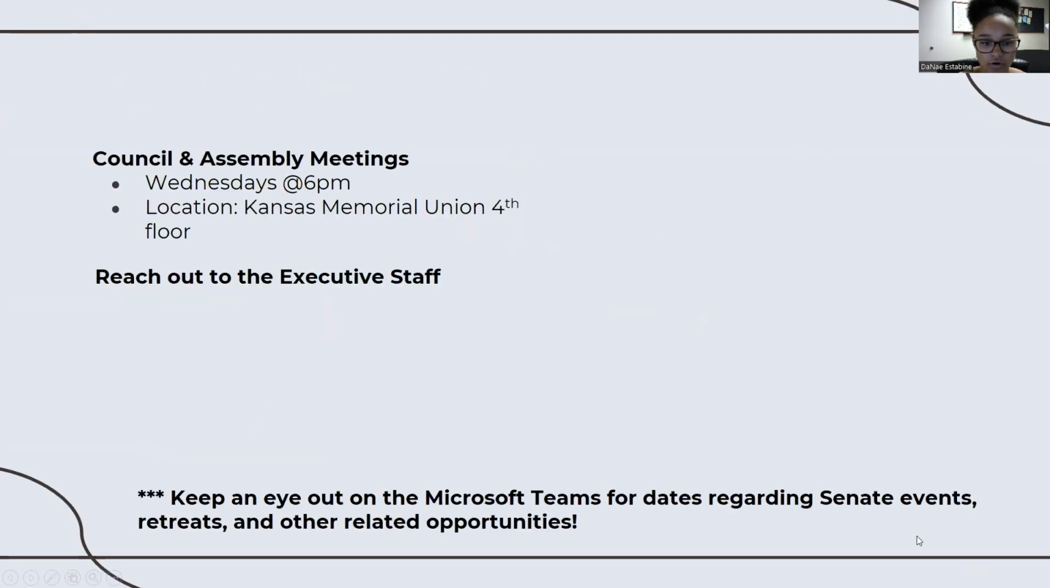And lastly, I'll go over involvement. Student councils and assembly meetings are Wednesday evenings at 6 p.m. and we function on a 2-week cycle. So at the beginning of a cycle, the first meeting will be on a Wednesday, and that will be the councils. And then all the legislation that is passed there will then go to assembly, which will be the next Wednesday, the assembly meeting.